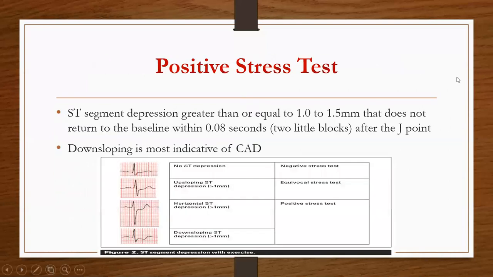A stress test is said to be positive if the ST segment depression is greater than or equal to 1.0 to 1.5 millimeters that does not return to the baseline within 0.08 seconds, or within 2 little blocks after the J point. And any downsloping is indicative of coronary artery disease.